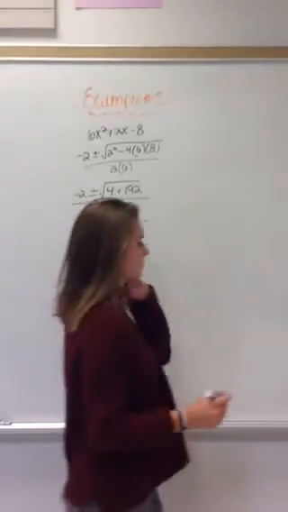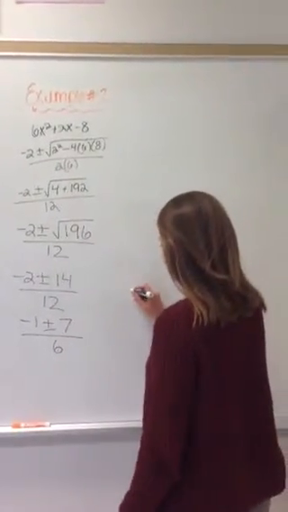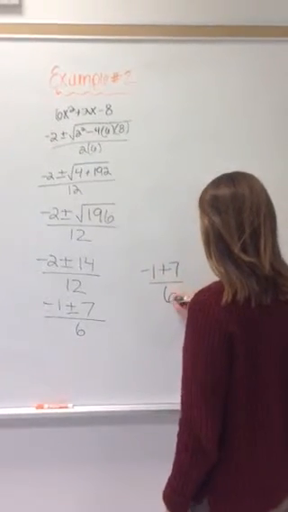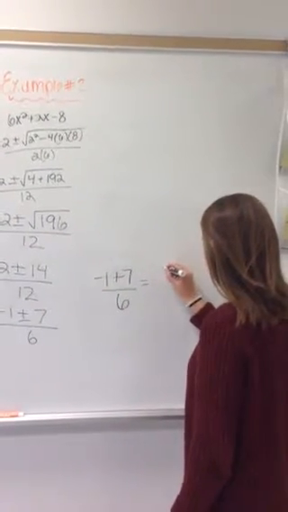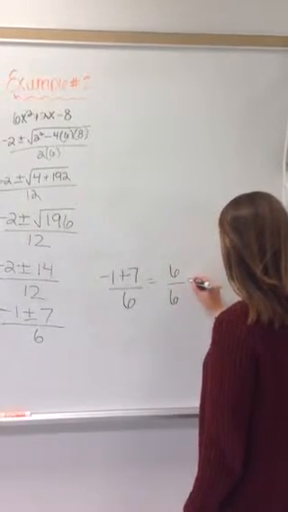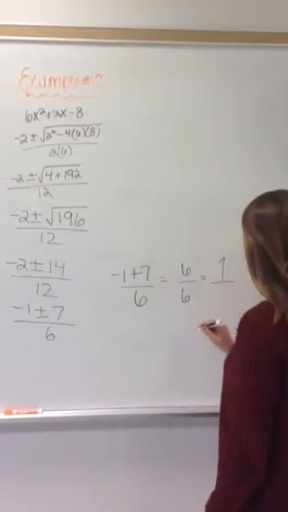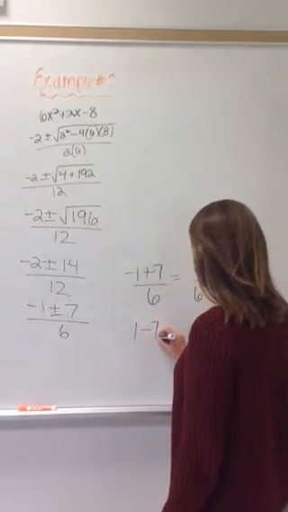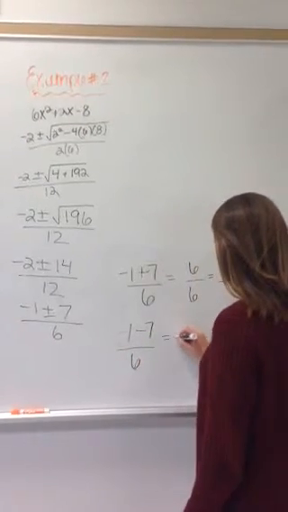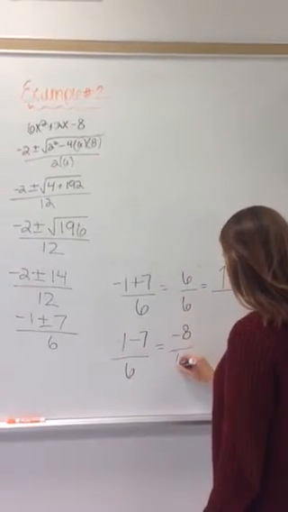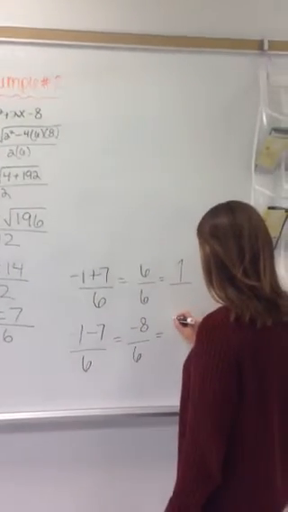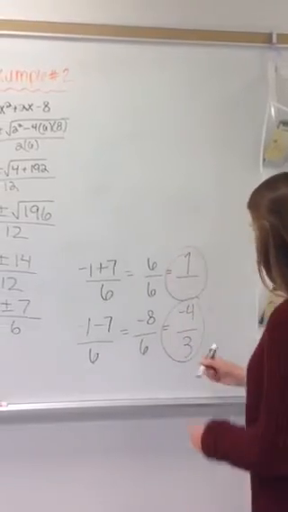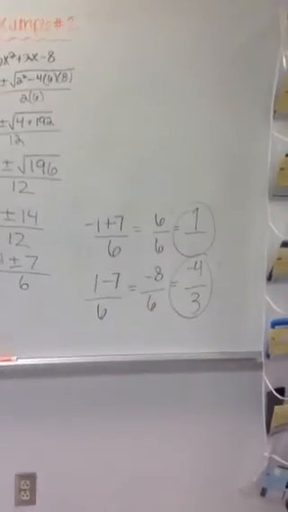Now, due to the plus or minus, we have 2 answers to this equation. If we did negative 1 plus 7 over 6, it would simplify to 6 over 6, which is equivalent to 1. And if we did negative 1 minus 7 over 6, it would simplify to negative 8 over 6, which simplifies to negative 4/3. And that is our final answer. And those are our examples on quadratic equations.